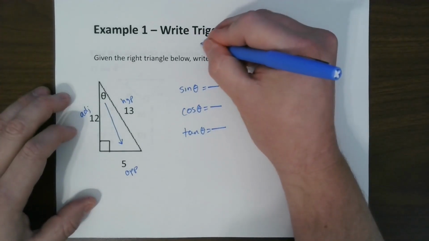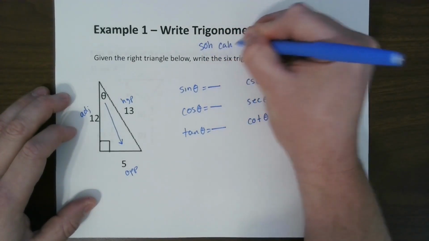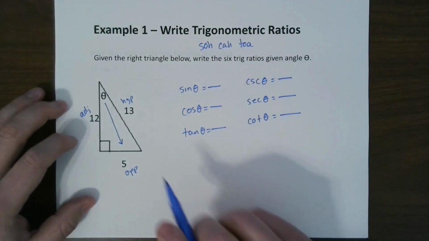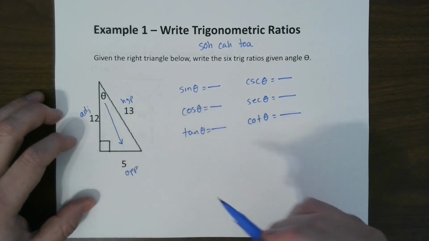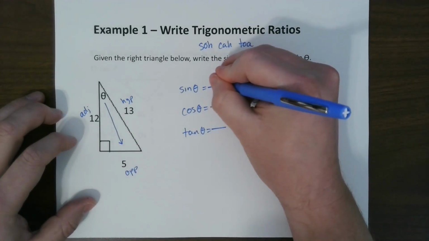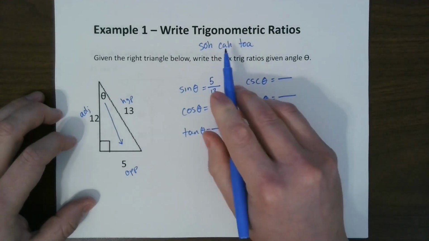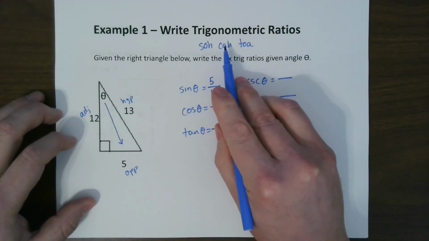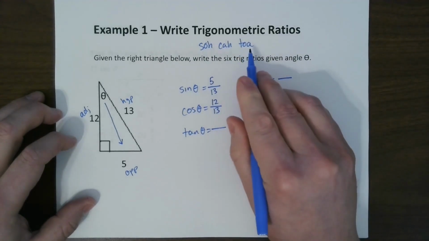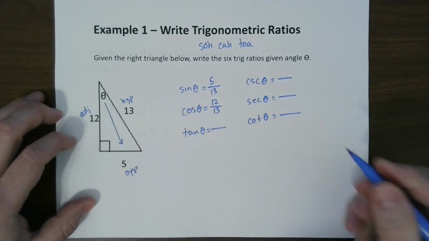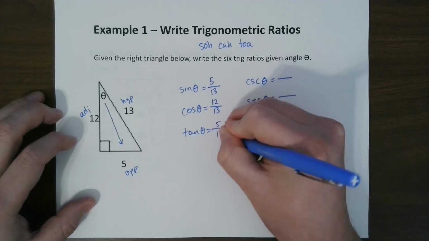So using the SOHCAHTOA rule, we can find this. So SOH, opposite over hypotenuse, so 5 over 13. Cosine is CAH, so 12 over 13. And TOA, opposite over adjacent, so 5 over 12.